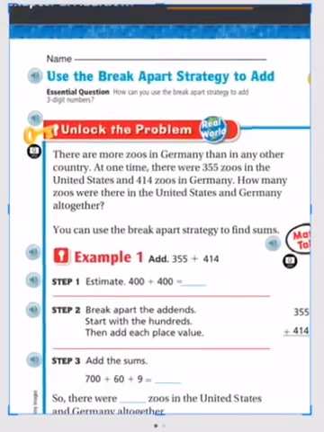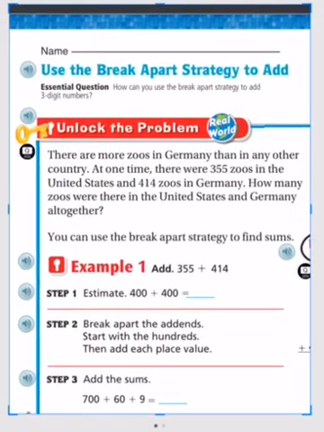All right, let's look at the top up here, unlock the problem. It says there are more zoos in Germany than in any other country. At one time, there were 355 zoos in the United States and 414 zoos in Germany. How many zoos were there in the United States and Germany altogether? We can use the break apart strategy to find the sums. Now remember, a sum is just the answer to an addition problem.